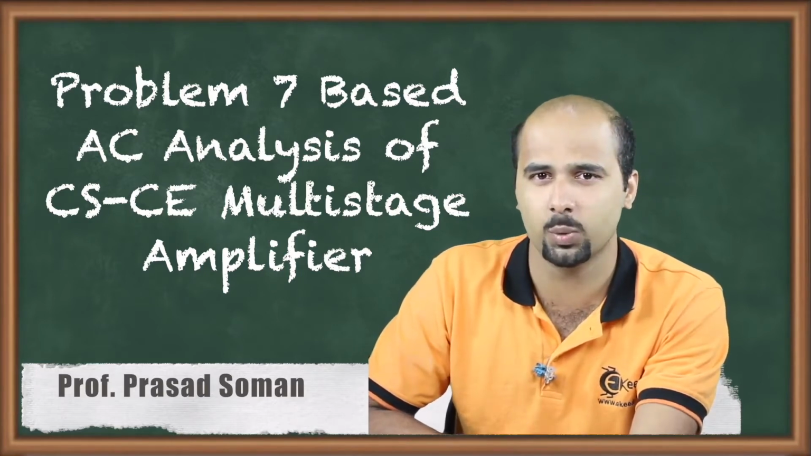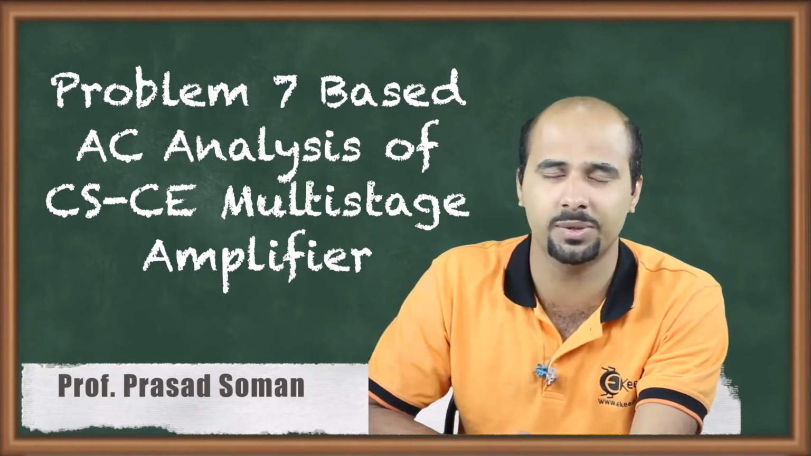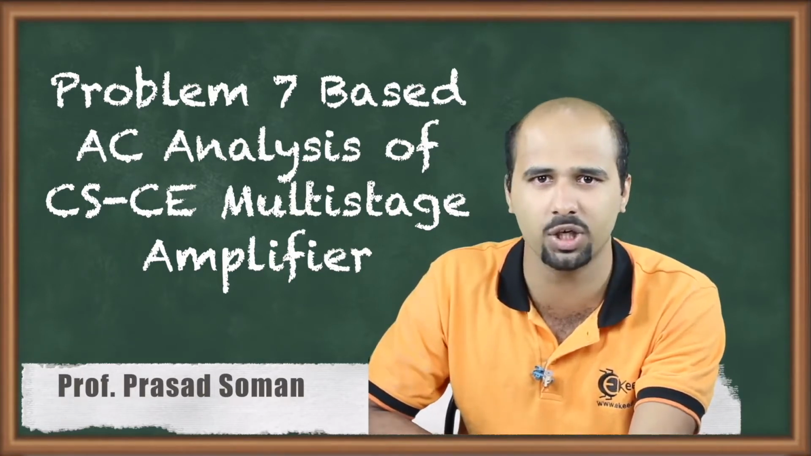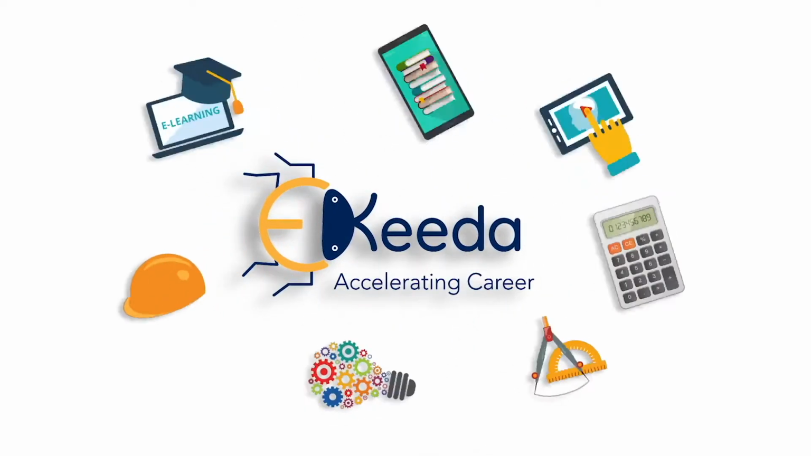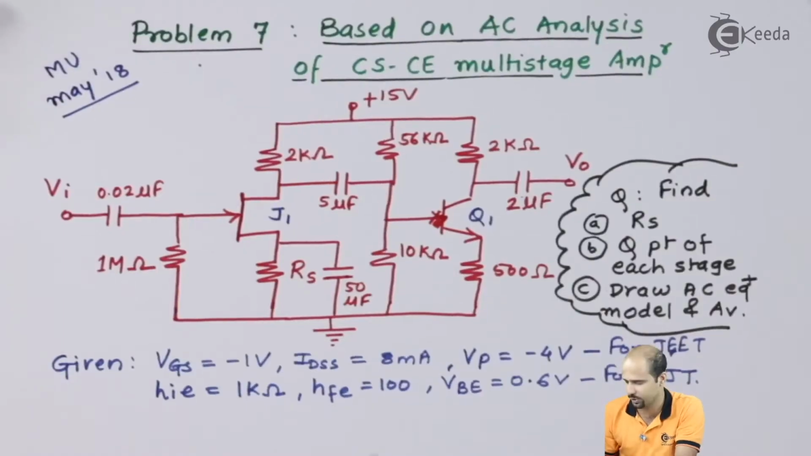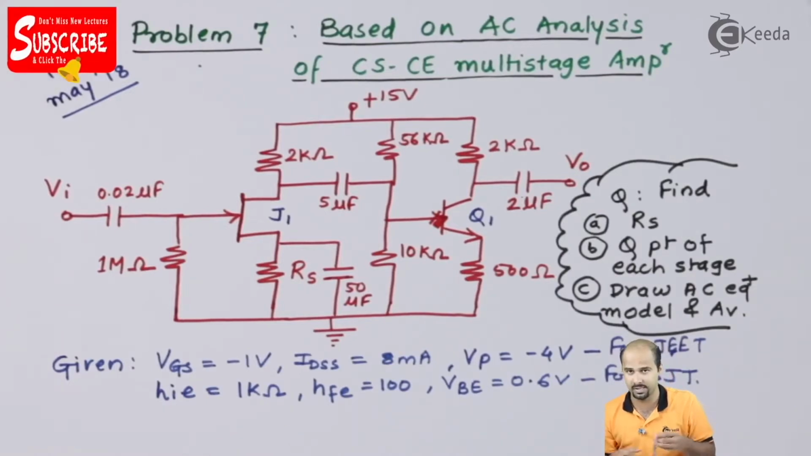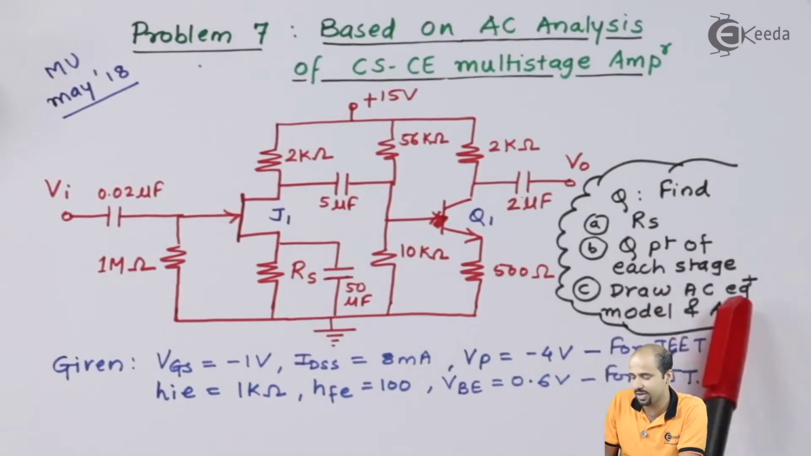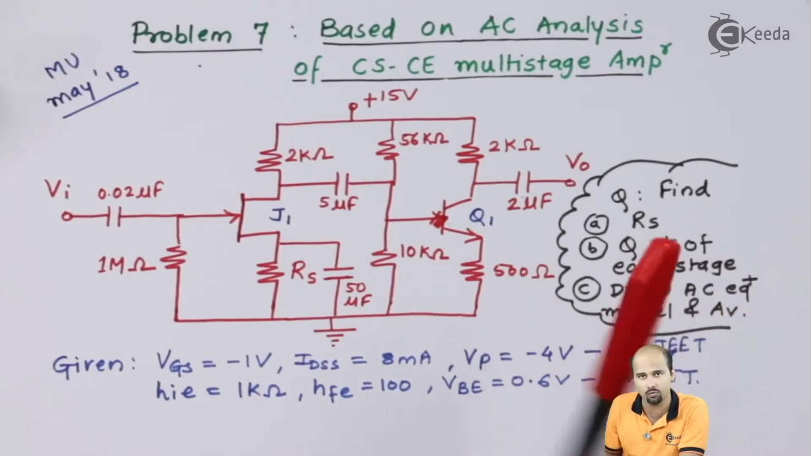In this particular question, something different has been asked rather than your conventional questions. So look at this question and we'll try to solve it. Here we have to solve the complete AC and DC analysis, and they ask us to find the value of RS, the Q point for each stage, and to draw the AC equivalent model and find out the value of voltage gain.